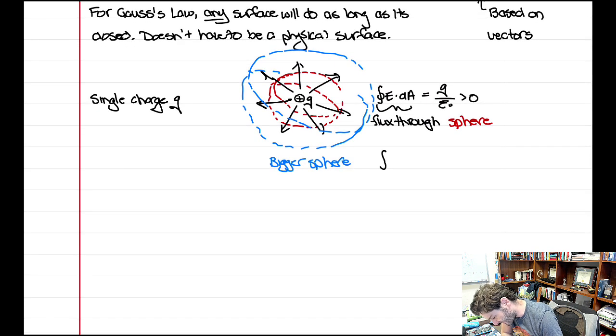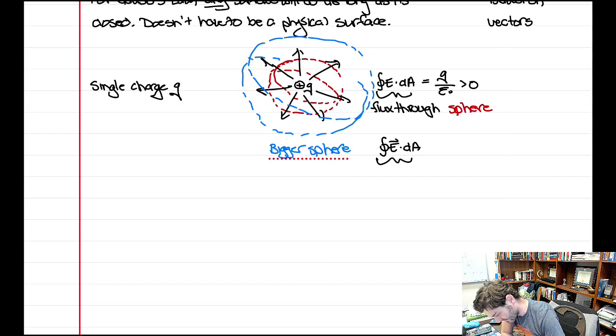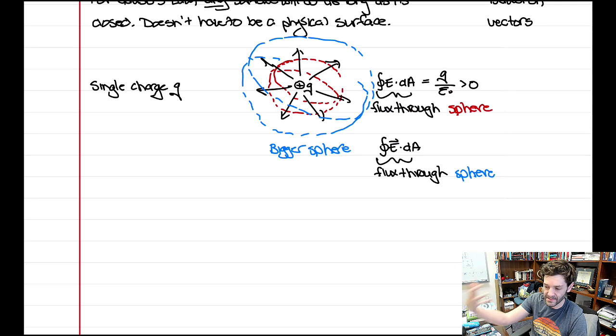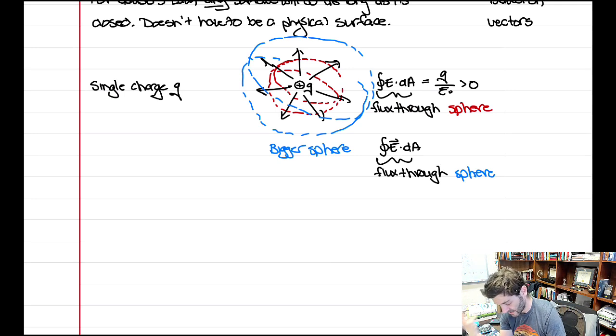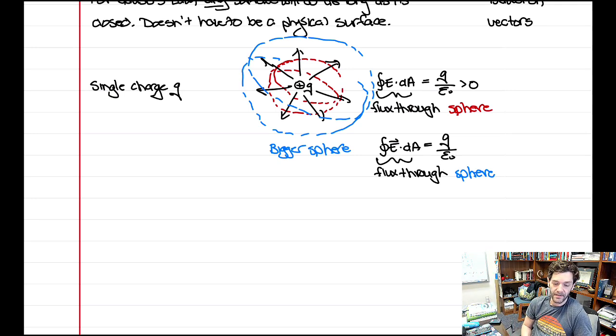Well, I could then do the integral of E dot dA, and this then is the flux through the blue sphere. It's a bigger sphere, the electric field has a different magnitude, but it better be equal to the amount of charge inside that sphere, Q, over epsilon naught. This flux evaluation better be exactly the same, at least when you do that integral.